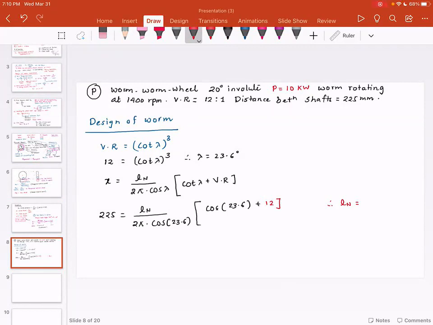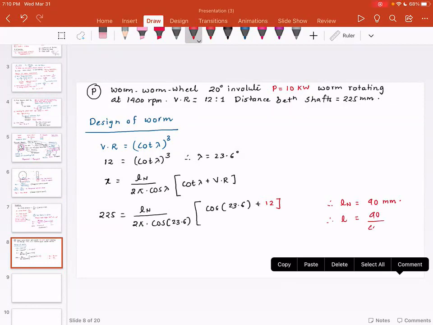And to find ln, you just plug in the values in this equation, and you will find ln value to be 90 millimeter. So once ln is known, we have to find L, which is in the axial direction, which is 90 divided by cosine of lambda. That gives me about 98 millimeter. And now once we know this value, we can proceed with other design parameters.